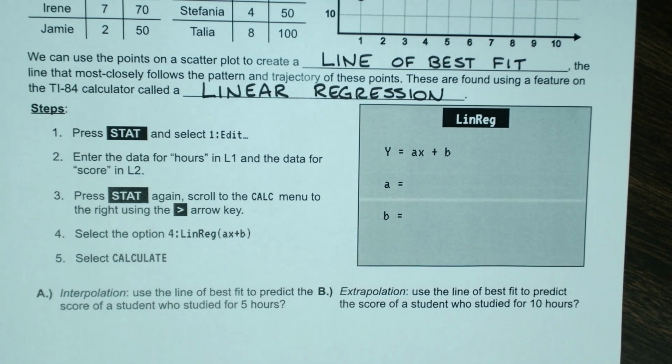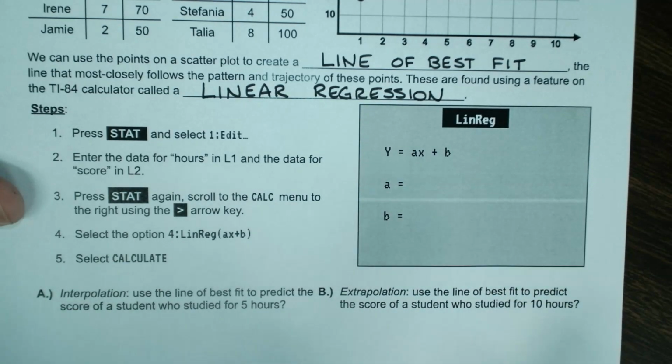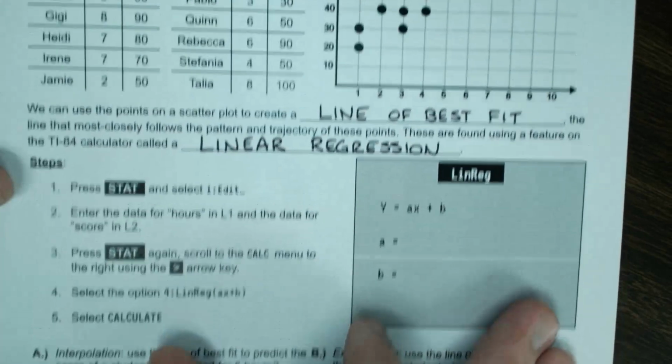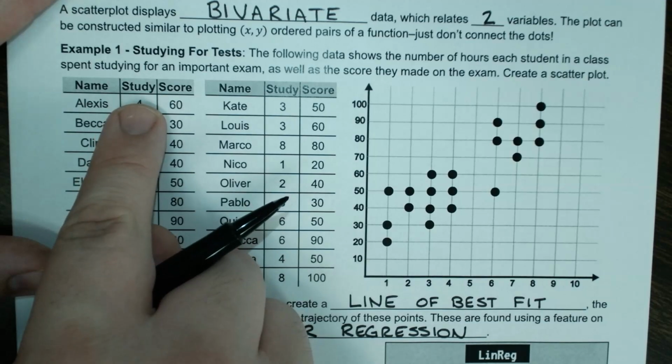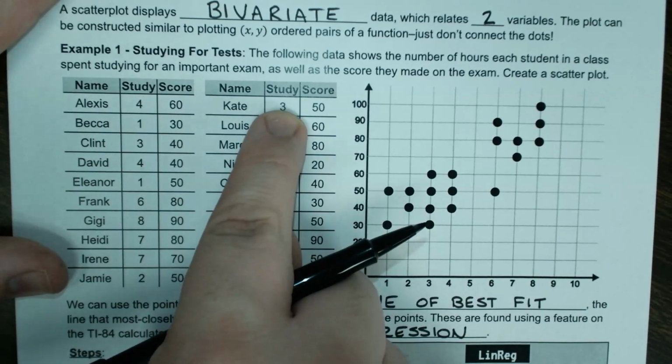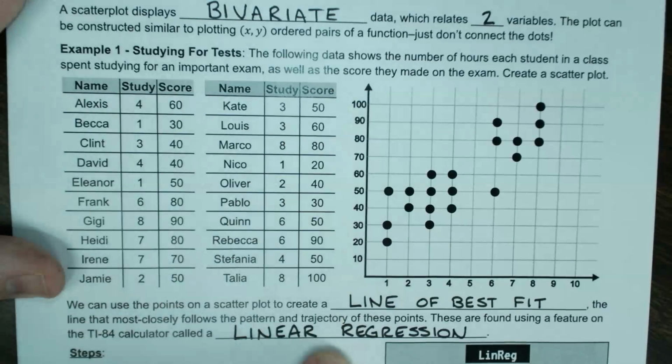So the steps are pretty similar to what we've been doing on our TI calculators already. We're going to go to Stat Edit and then type in all of the data. However, this time we've got two variables that we need to type in. We're going to type all of the hours studied in L1, meaning the 4 through the 2 and this 3 through the 8. There's 20 numbers to type into the first column, and then in the L2 column, these 20 scores.